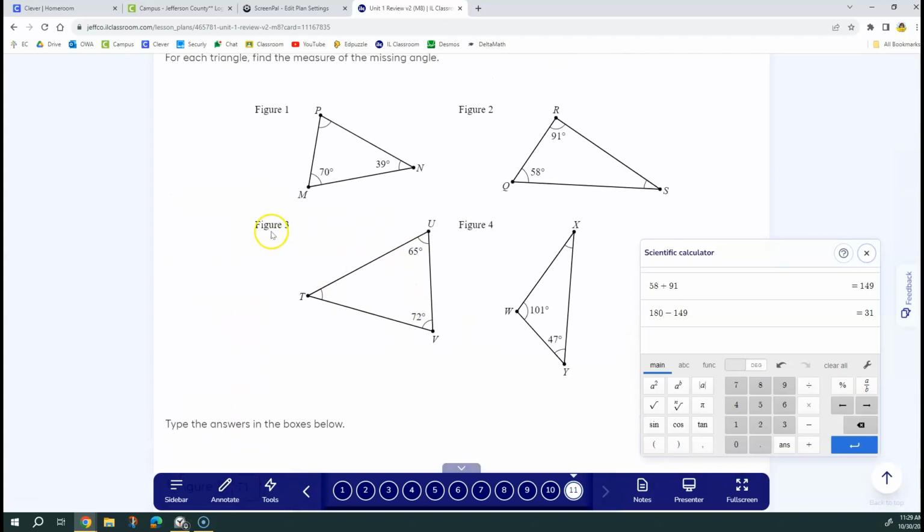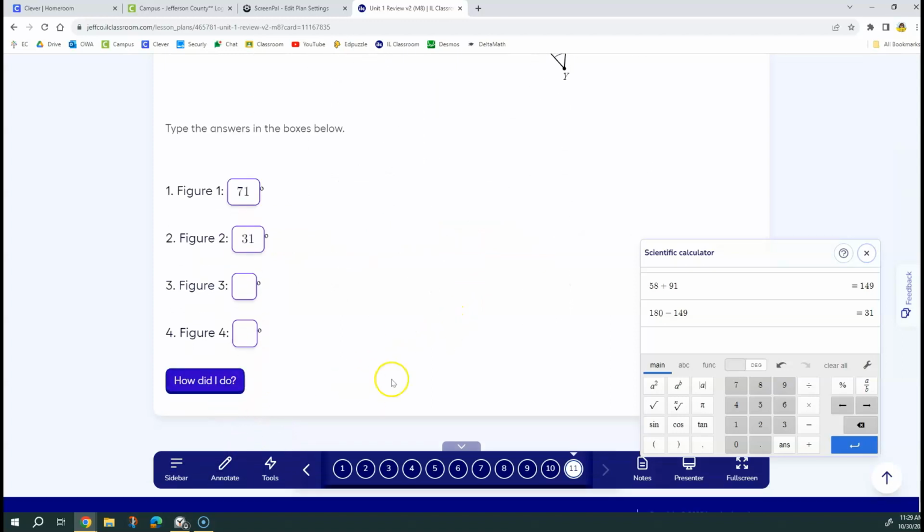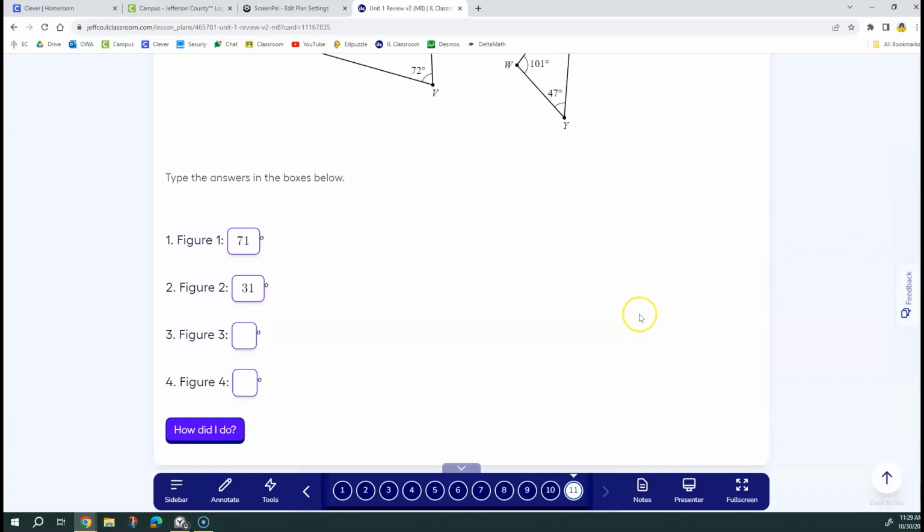And I'm sure you can figure that out with the third triangle and the fourth triangle, and then use the how did I do button to see if you got that correct. Use your calculator, folks. That's what it's there for.